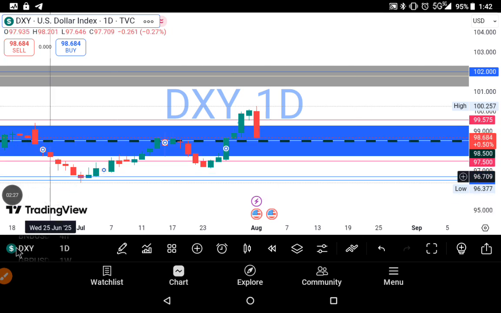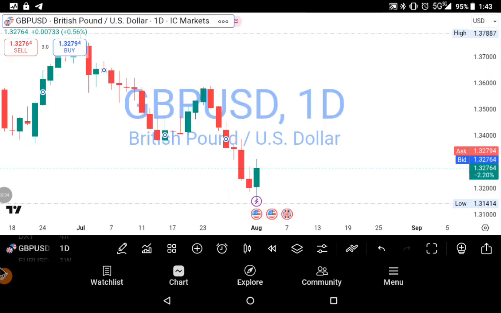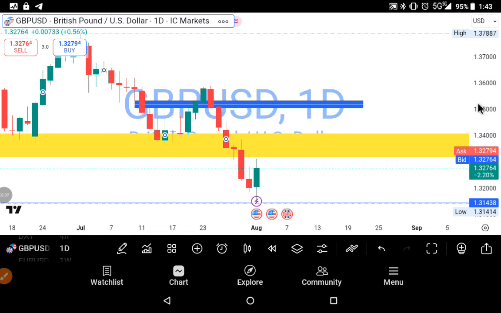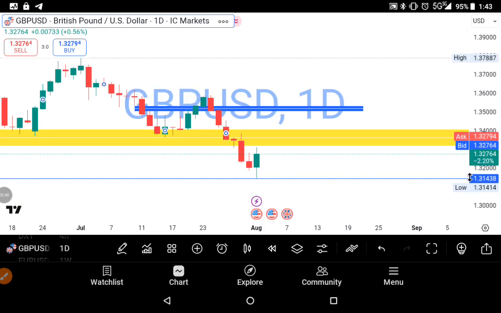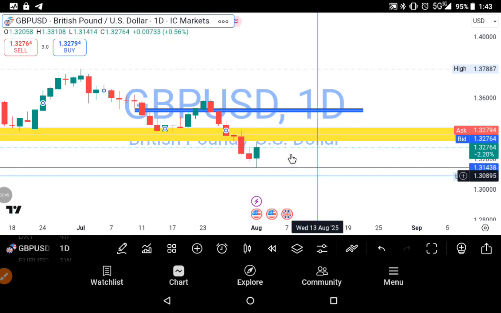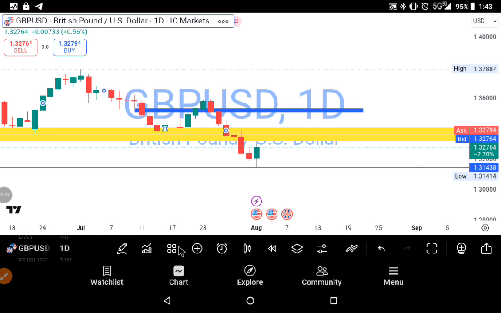Let's go to our cable, GBP USD, where we are presently. GBP USD has crossed the yellow line here. So how will I be watching it?